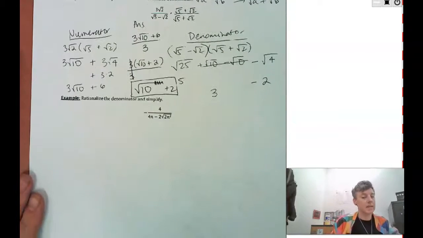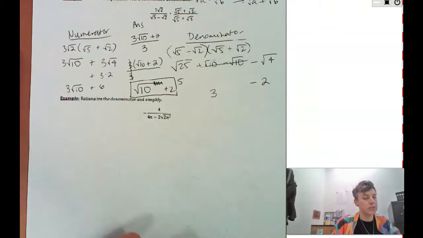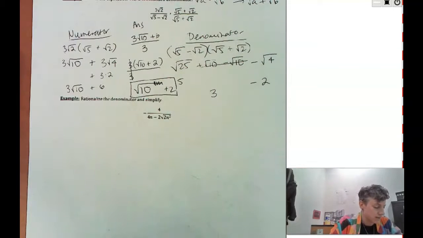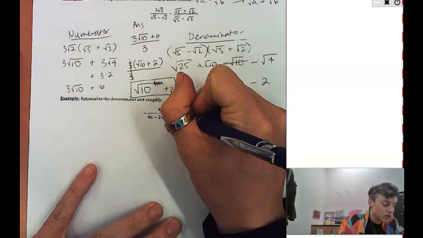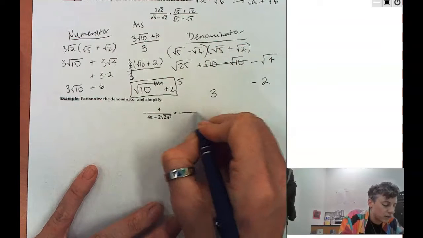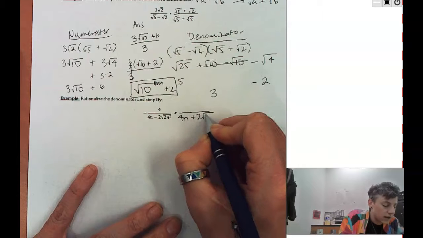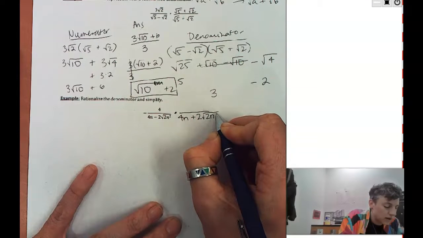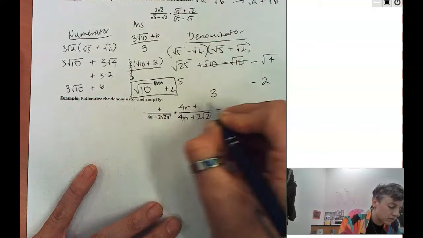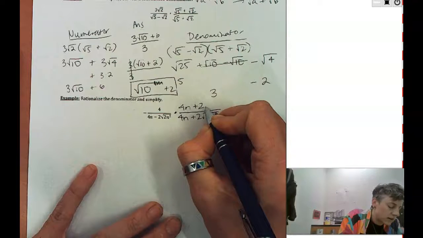This last example looks delicious and juicy. Rationalize the denominator and simplify. Well, we're going to need to multiply by the conjugate. I see a minus here. That means the conjugate's got a plus. 4n plus 2 square roots of 2n squared.